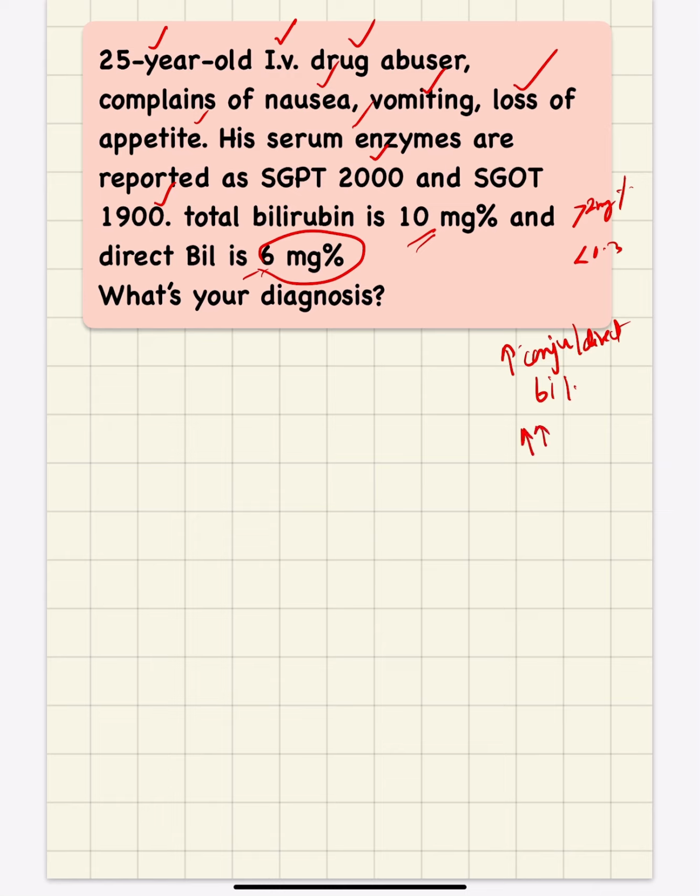There is an increase in the total bilirubin levels. Plus there are increased ALT and AST levels. ALT is also known as SGPT, and AST as SGOT. So these levels are increased. Then the other clue is constitutional symptoms.